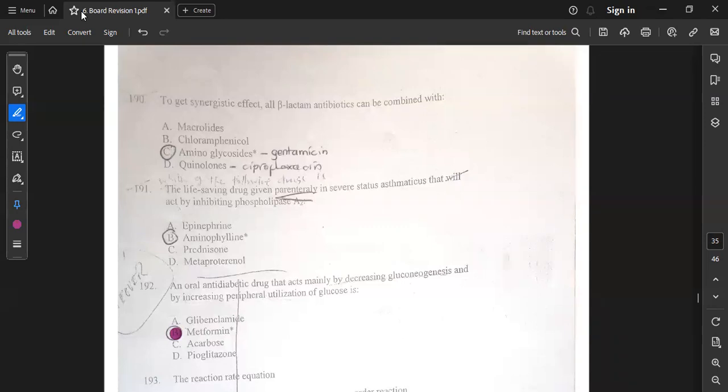The other class is glucagon-like peptide agonists. They also stimulate insulin secretion from beta cells. Examples are liraglutide and dulaglutide. The side effects are GI effects and pancreatitis. Then you have the DPP4 inhibitors, the gliptins. The mechanism of action is inhibiting the DPP4 enzyme, so the endogenous GLP-1 will increase, which will increase the insulin. You have sitagliptin, saxagliptin, and linagliptin.